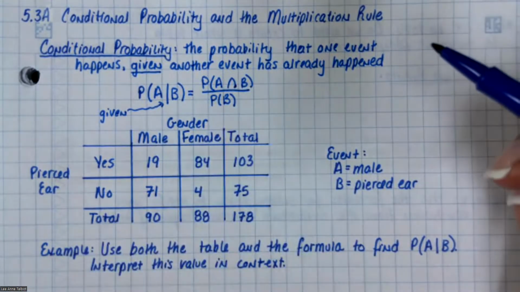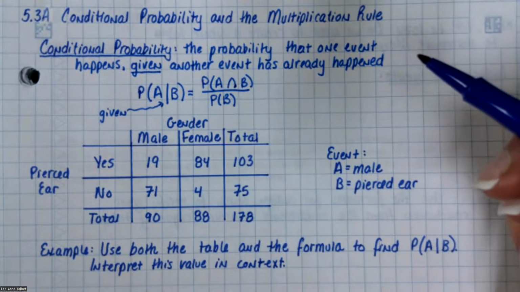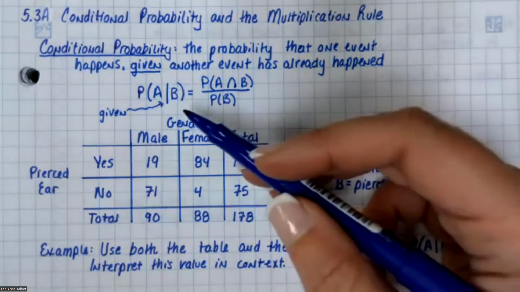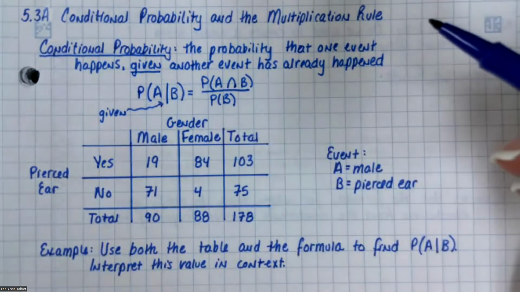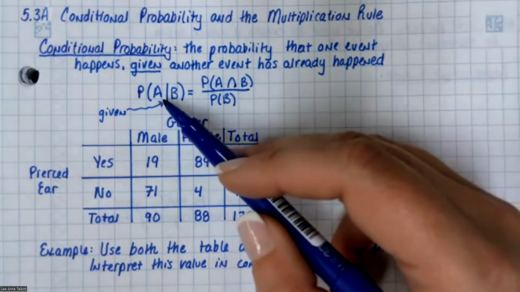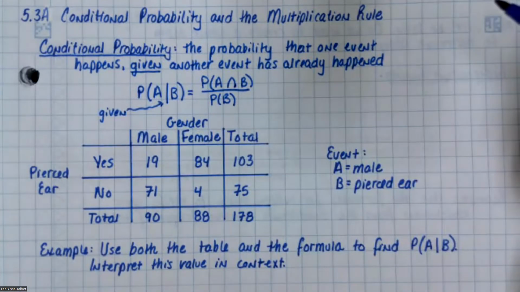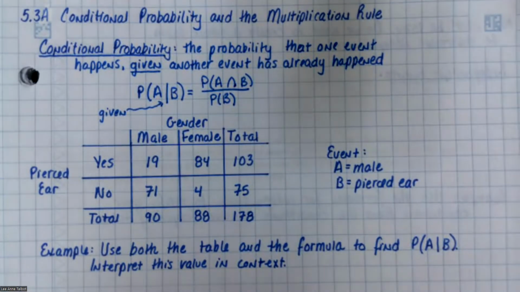Yes, Annie? The one that's given is the B. So A given B, you're dividing by the given. So what I like to think about it is you're reducing your options down to the given. It's like the given already happened, so that's all we look at. I still like to do it with a Post-it note, even though most of you are seniors. Still going to do it with a Post-it note. Okay.